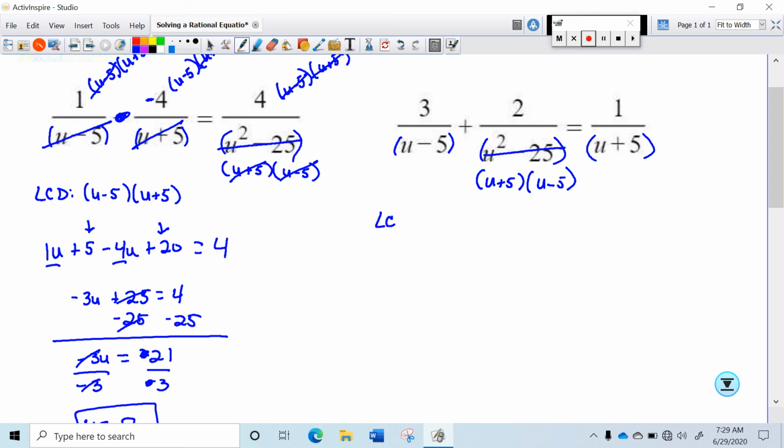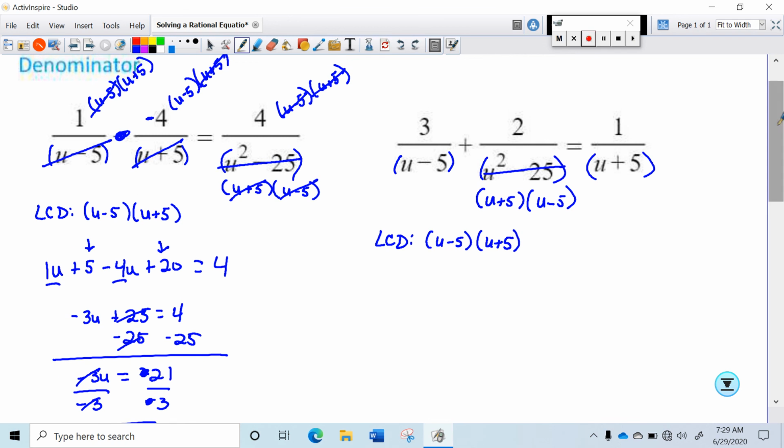So my LCD is one of each thing in the denominator. So I've got a family of u minus 5, and I have a family of u plus 5. I've already listed u minus 5, and I've already listed u plus 5. So that LCD goes with each term: u minus 5 times u plus 5, for each of the three terms.